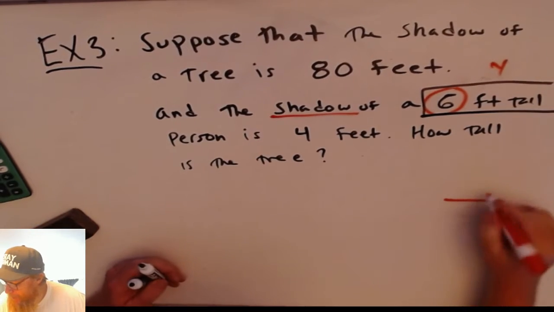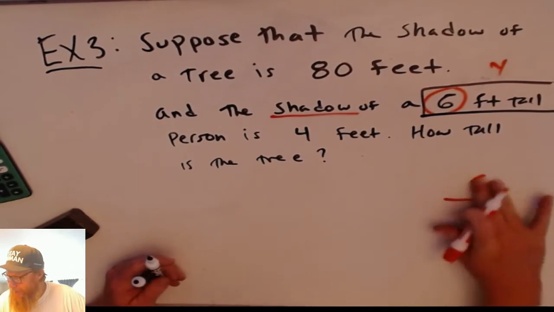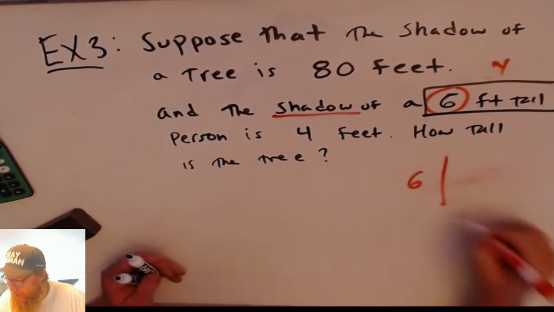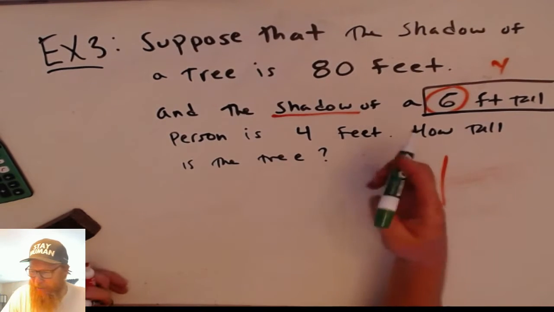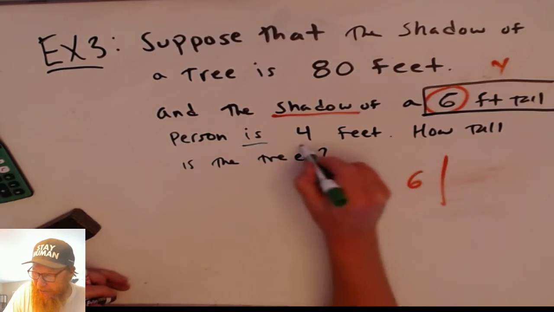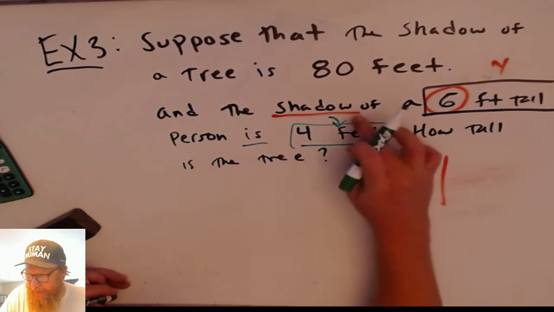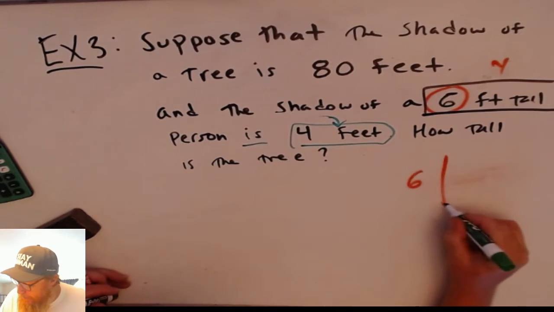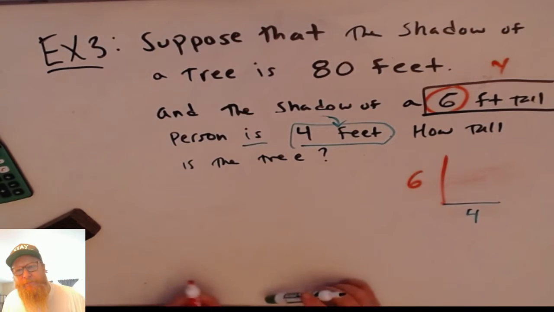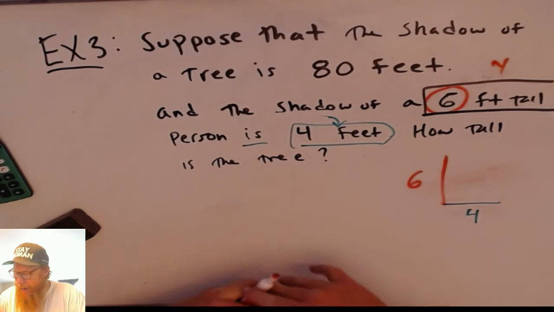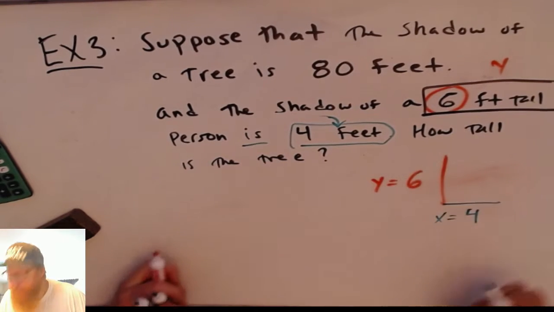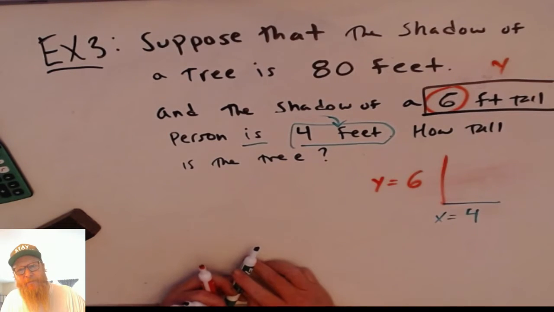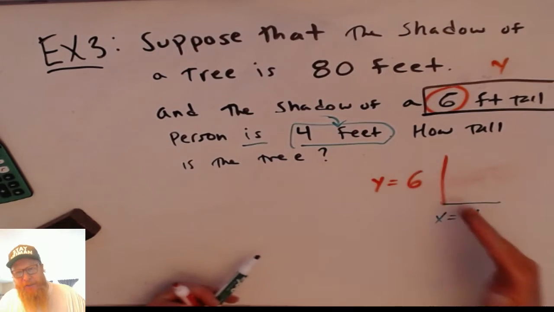I'll put that one on top. Yeah. So you have the person is 6 feet tall. The shadow is 4 feet. I just read it wrong. I underlined the wrong thing here. So here's your shadow, it is 4 feet. Yeah. So y is 6 and x is 4. Okay. So that's your proportion.